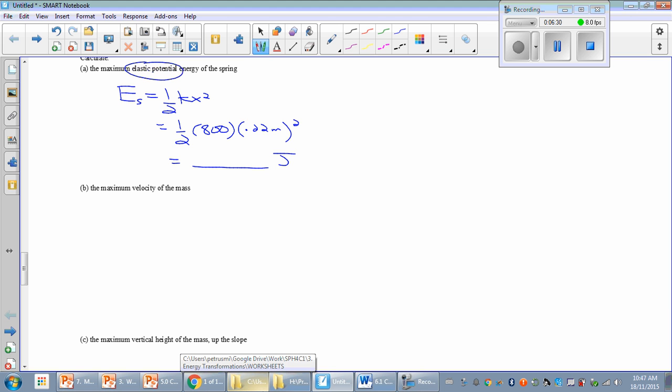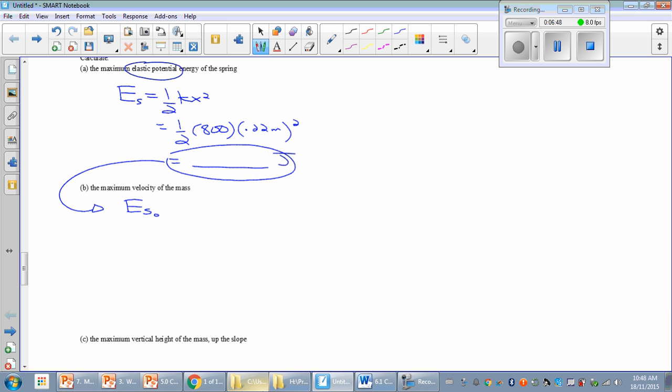The maximum velocity of the mass, that'll be right when it leaves the spring. That's when it'll be going fastest. So it'll start to slow down once it starts going up the ramp. So whatever energy you got here is all going to be converted into EK. The spring's initial energy is all converted into kinetic energy. So whatever number you got in the last calculation, I think it's around 19 joules, you go 1/2 mv squared and solve for v, and that'll get the job done for you.